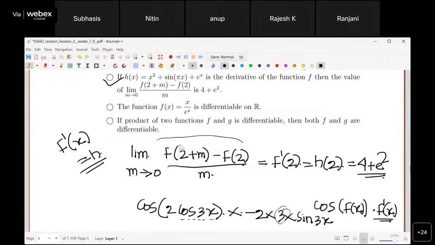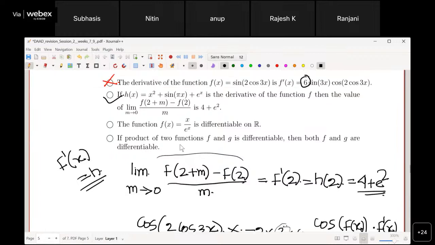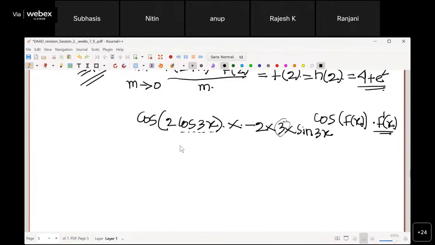As x tends to infinity, e raised to x becomes infinity by infinity form. So it's actually not differentiable. Why do you want to check whether this function is differentiable at infinity or not? Because I want to check whether this function is differentiable on R or not, right? That is what I need to check, right?